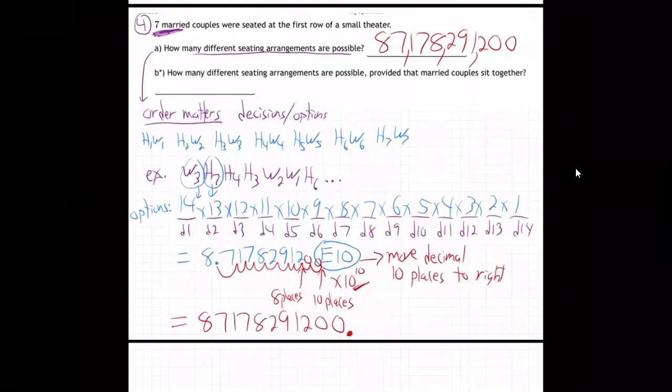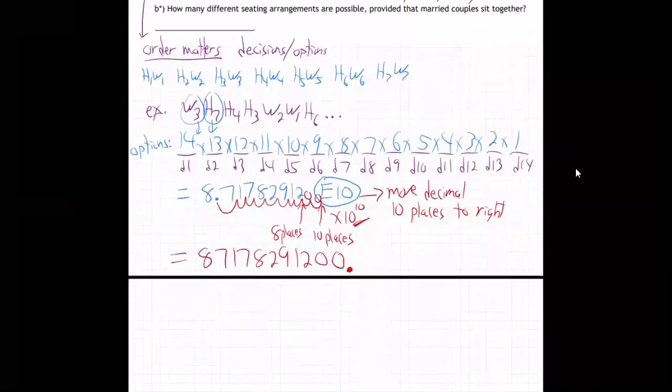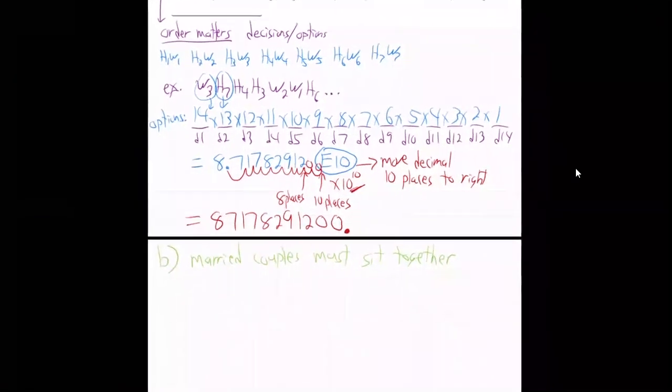Now, for part B, that's all part A. Now, coming on down for part B, we're going to say married couples must sit together. So if the married couples are sitting together, how many different arrangements are possible?